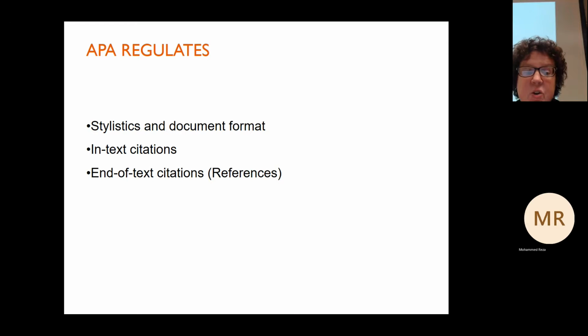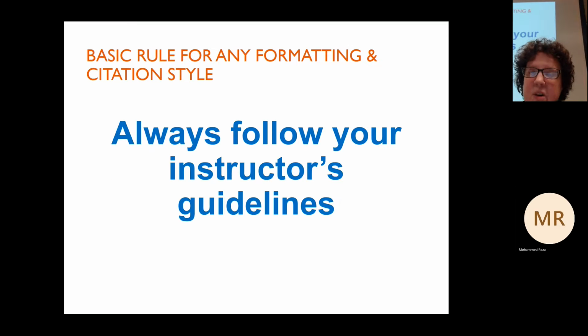APA regulates your document format and your style. This is, do I include an abstract, page numbers, what's my font, different things like that. And then it does in-text citations, which is how you cite the source in your text and how you introduce the source in your text, as well as end-of-text citations. This is your reference list. Usually when people are concerned with citing in APA, it's these end-of-text citations they're mainly concerned with. So we're going to cover all of those.